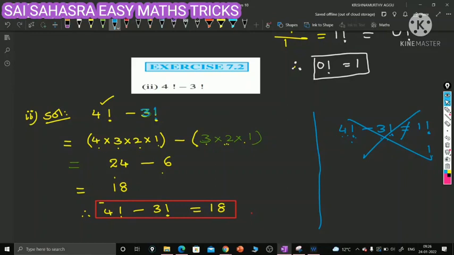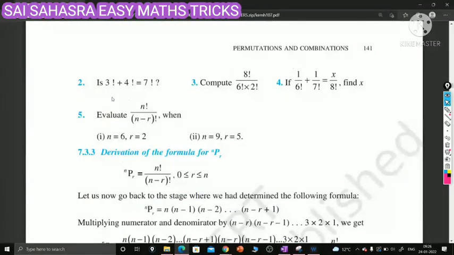Yes, sir. Take the screenshot. Answer my question: is 3 factorial plus 4 factorial equal to 7 factorial?